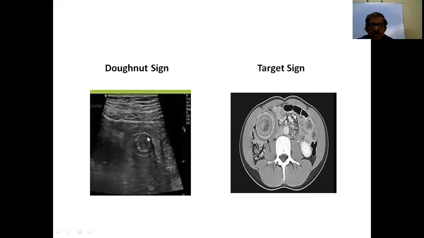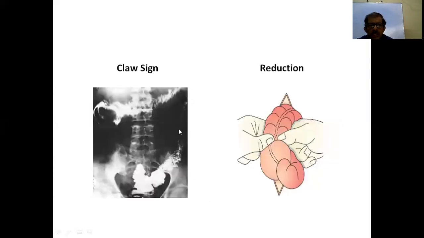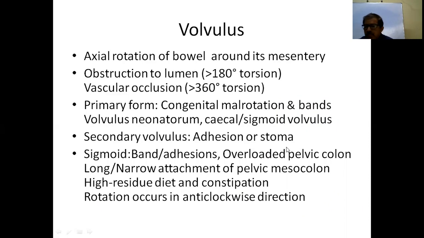Okay, so this is what is called the donut sign. Our vadas, foreigners call them donuts. Of course, contents are not the same, shape is the same. That's all. So donut sign on ultrasound, whereas target sign on CT scan. Then claw sign, you can see the typical claw sign on barium enema. And this is how you have to reduce the small bowel from the cecum and ascending colon. Okay, so that's about intussusception.